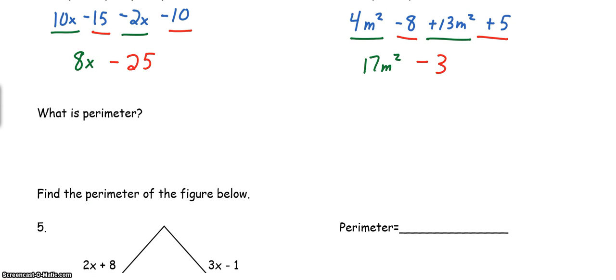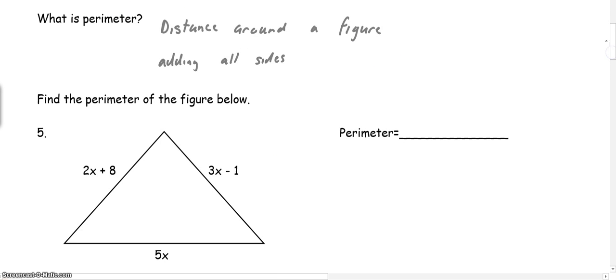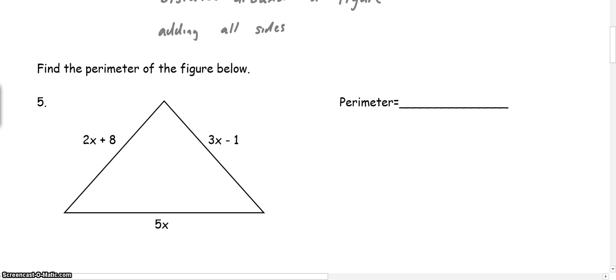Perimeter. What is perimeter? It is the distance around a figure. It is found by adding all sides. So to find the perimeter below, we're going to write out all of our sides.